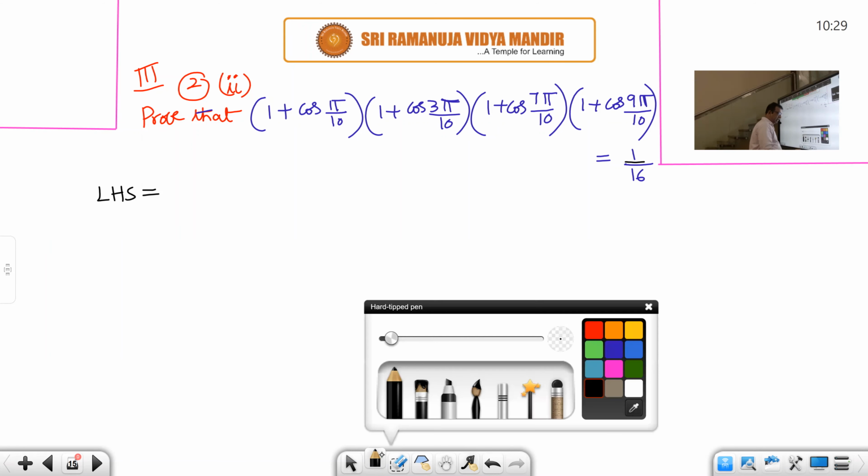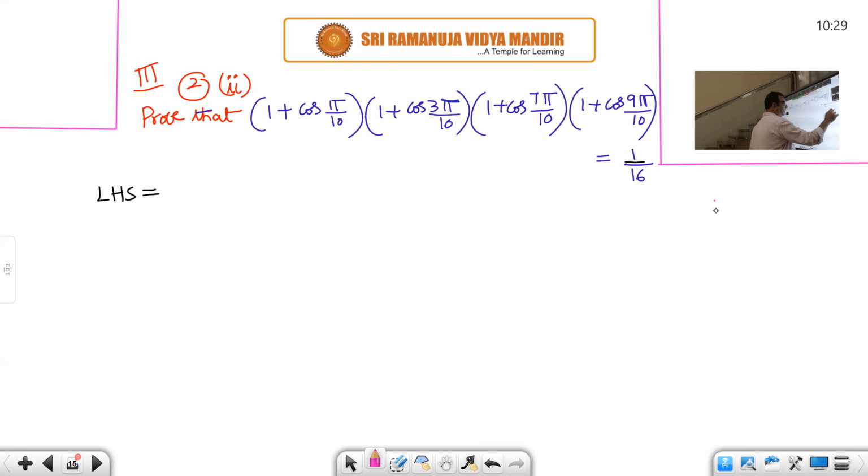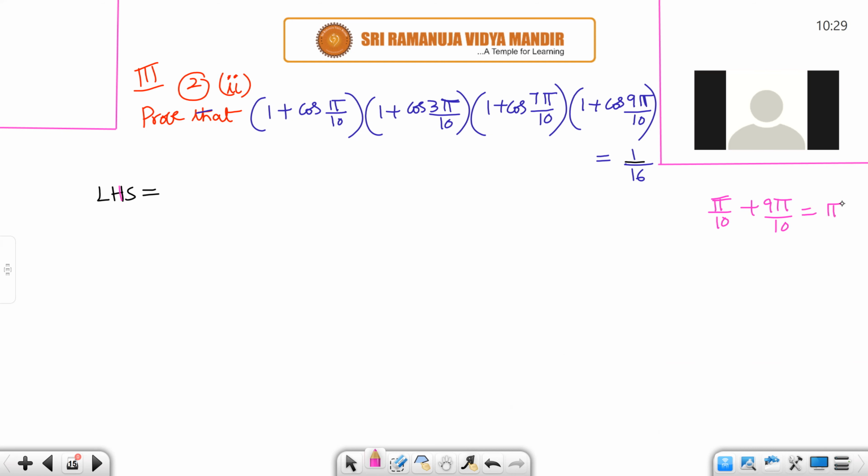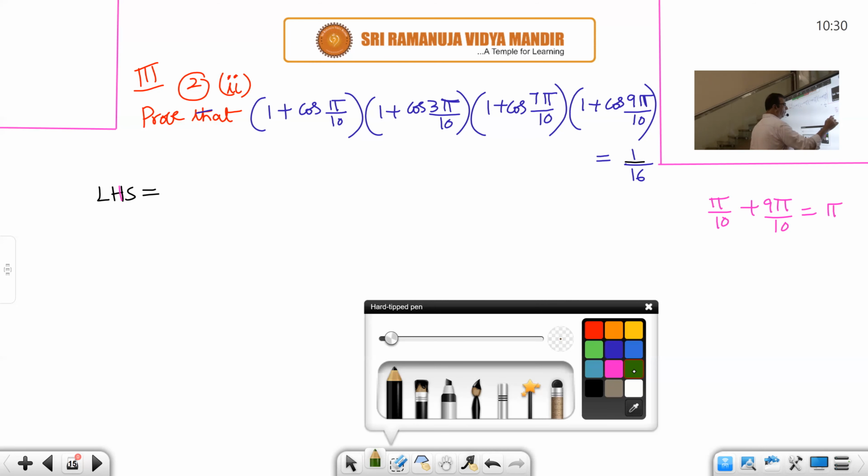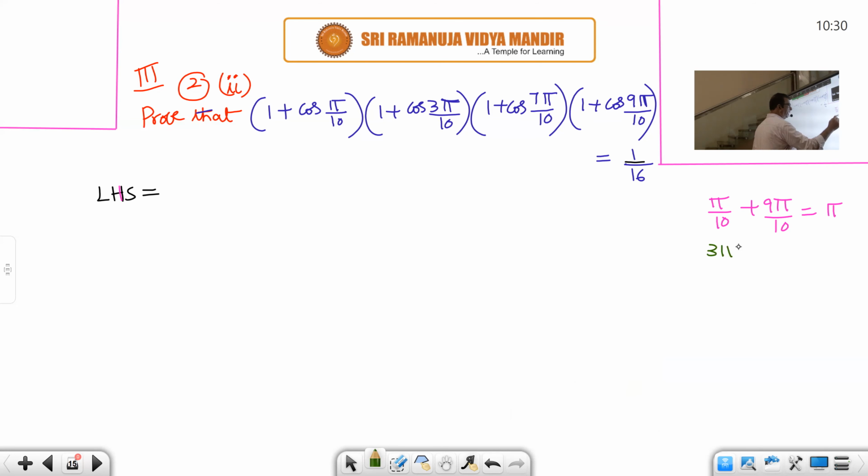Okay, let me write here in the rough work. Pi by 10 plus 9 pi by 10 is equal to 10 pi by 10, that is pi. Next, another. 3 pi by 10 and 7 pi by 10, sir. Angles, I am talking about only angles. Okay, right. Next, another pair of supplementary angles. 3 pi by 10 and 7 pi by 10 is also 10 pi by 10, pi. So there are two pairs of supplementary angles.